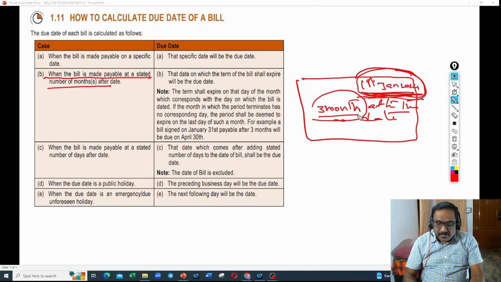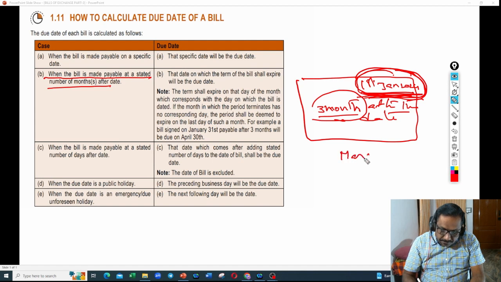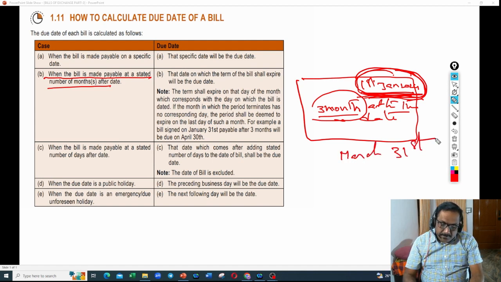So when we say 3 months, January is 1 month. We don't need to worry about whether it is 1st January or 2nd January or 3rd January, it is 3 months. January is 1 month, and 1st January is the bill date. So the whole month of January I have to take into account, because the bill date is 1st January. So January is 1 month, February another month, March is the 3rd month. March, what date do I need to consider? March 31st. Are you clear?